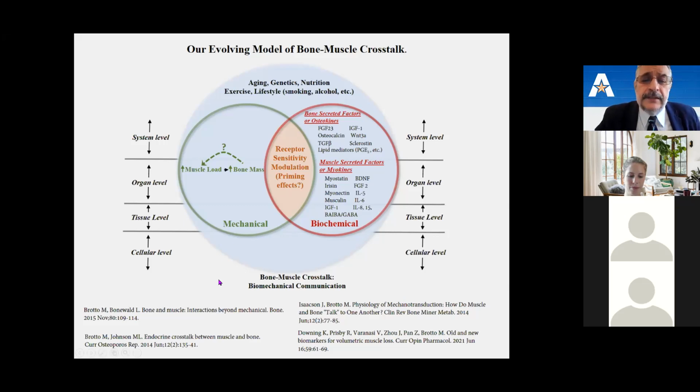We've been very interested in this concept of bone-muscle crosstalk beyond the physical interaction. We believe that it happens from the cellular to the tissue, to the organ, to the system level. And I believe that we've been helping to fill some of these blanks. I also have training in pharmacology, so I'm always very interested in receptor sensitivity modulation and priming effect. What does one factor do to the next? Does it prepare, does it prime for the next? And I've been very interested: if muscles load bones and you accrue bone mass because of muscle, what is the opposite? What is being secreted from bones that influences muscle?